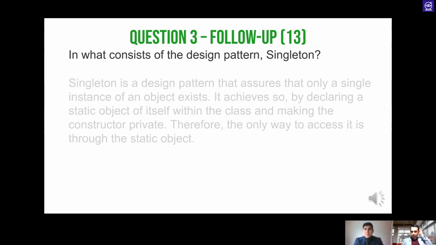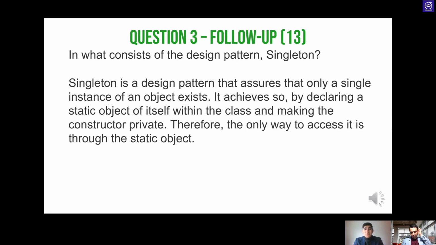So the main purpose of a singleton is to assure that only a single instance of an object exists at any time during the application. This is of particular interest when, for instance, we have a connection to a database. It can be very useful to have only one connection in order to avoid race conditions or lock conditions and other abnormalities in the execution of our code.